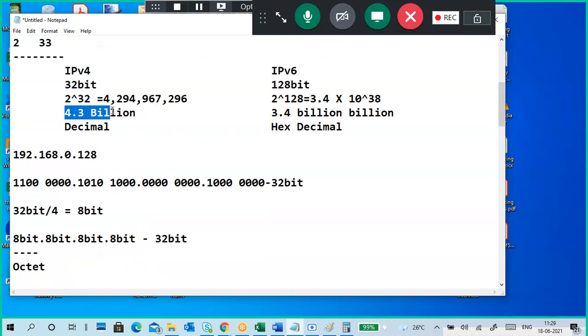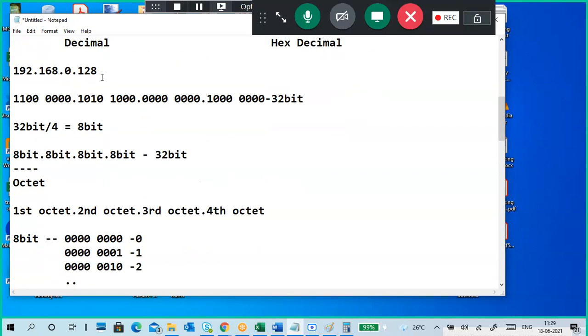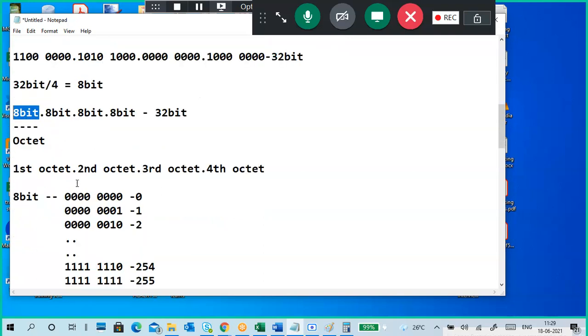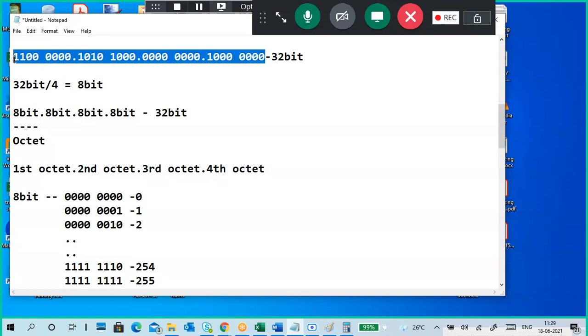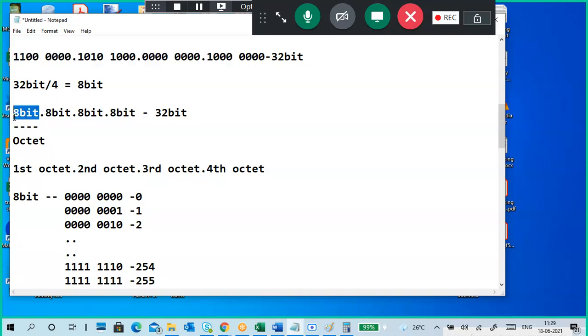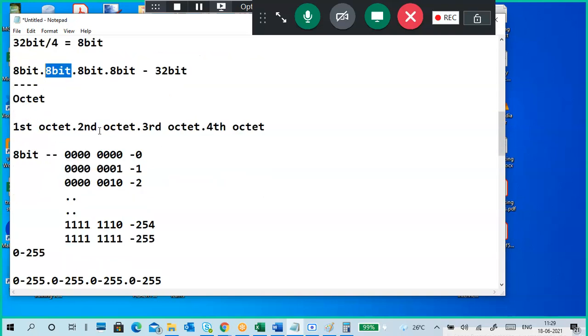So there are 4.3 billion IP addresses in this dot format. The 32-bit total binary number is divided into 4 parts. Each part is 8 bits, for a total 32-bit IP address. Each part is called an octet: first octet, second octet, third octet, fourth octet.